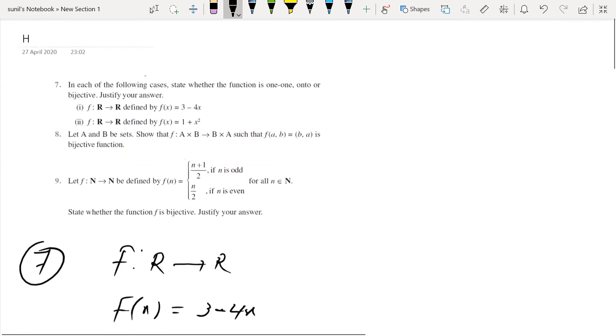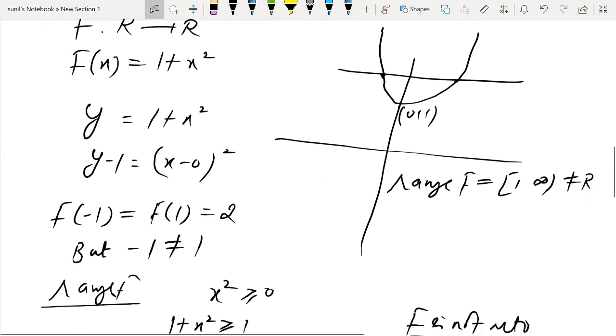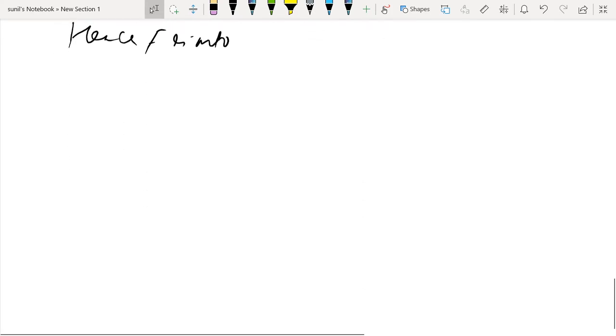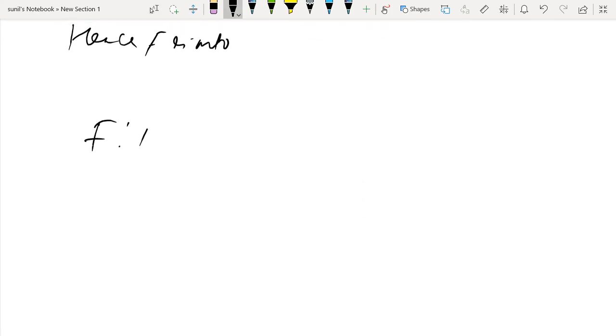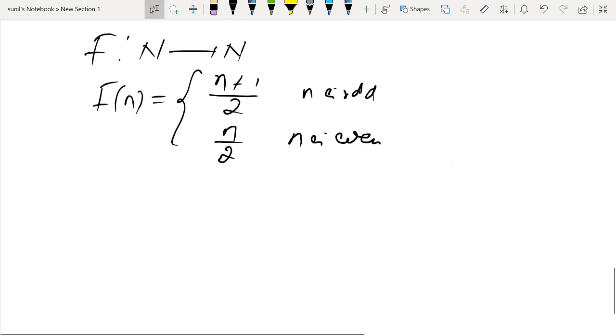Now the student, the next question is this question. You can see that f from N to N is defined as f(n) is (n plus 1) by 2 when n is odd and n by 2 when n is even. We have to check f is not 1-1.